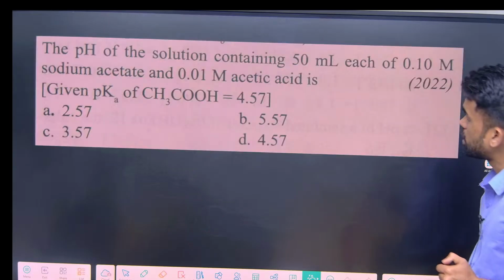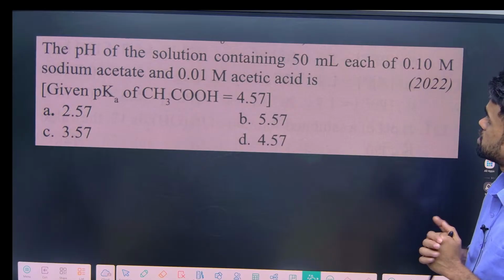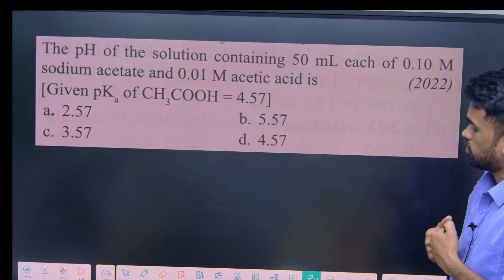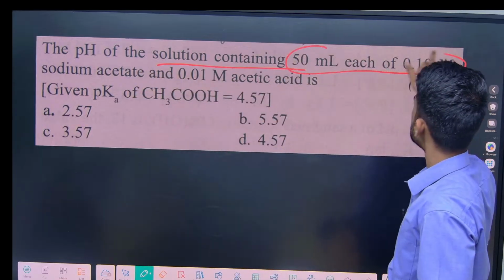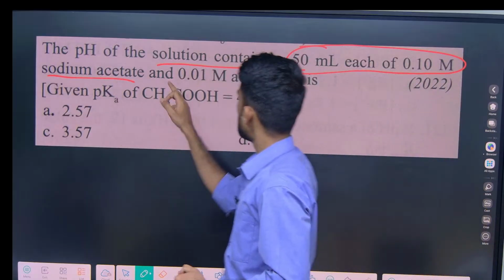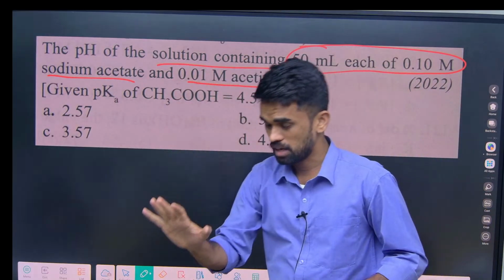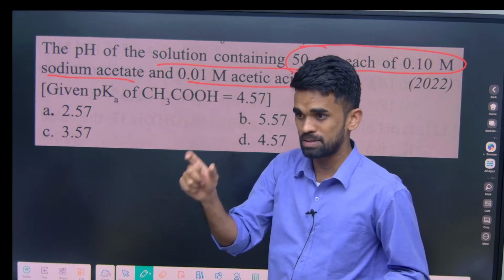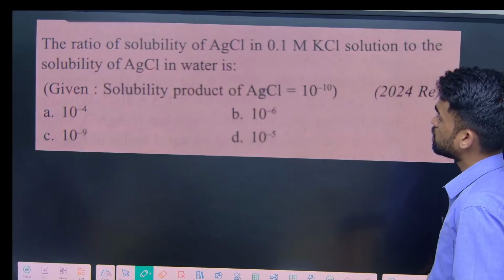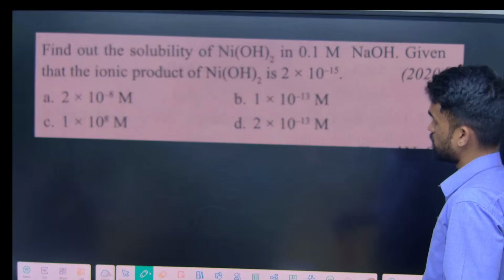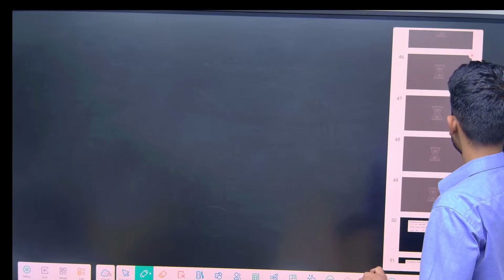Yeah, so the next question here is, tell me what will be your answer for this? What does the question say here? pH of a solution containing 50 ml each of 0.1 molar acetate and 0.01 molar acetic acid. Yeah, so first of all, this is a concept called buffer solution. First of all, let's understand the theory, then we'll come back to this. Wait for some time. Buffer solution questions we require now. Yeah, let's come back. Otherwise, let me explain it. We'll go to the next questions.